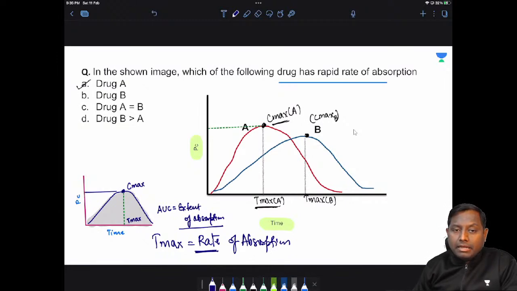C max क्या देता है? What is the response of C max? C max क्या देता है? The plasma concentration, maximum plasma concentration. C max क्या देगा? C max will be maximum plasma concentration that is achieved. ठीक है.